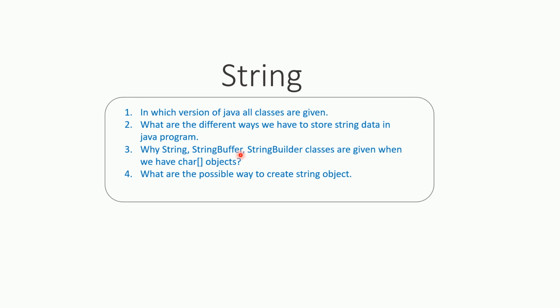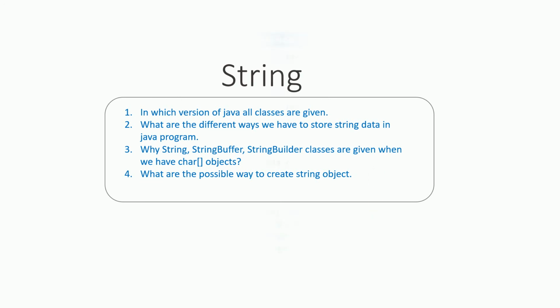Why StringBuffer and StringBuilder classes are given when we already have a character array object. Why have these three classes been given when we already have a character array object? Fourth point: what are the possible ways to create a string object? How many ways we can create the object, we will see in this chapter.